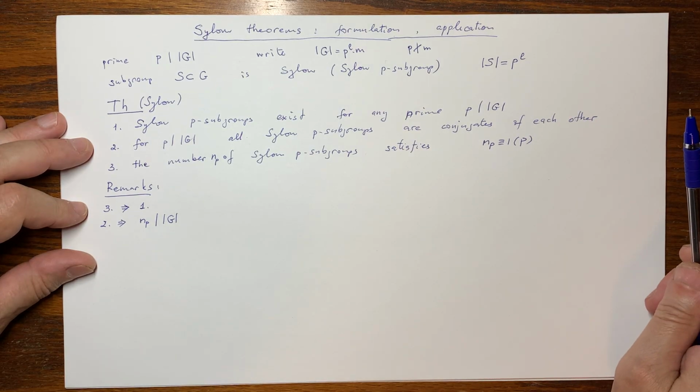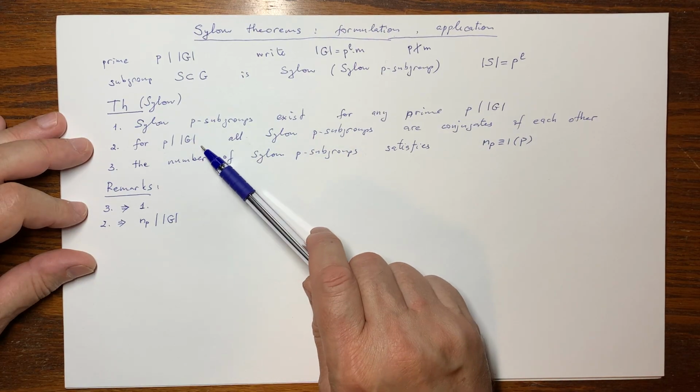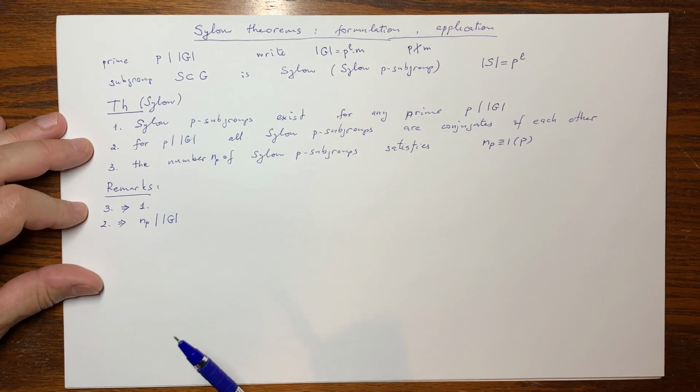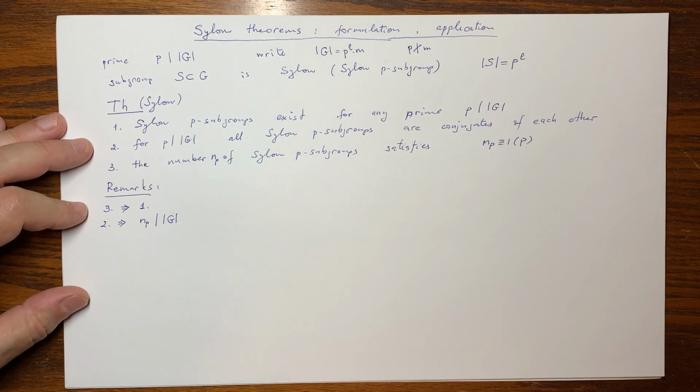And so we will be acting by conjugation on subgroups of a given order, in particular Sylow p subgroups. And what the second Sylow theorem says is that this action has just one orbit, everything is conjugate to everything else. And the size of an orbit has to be a divisor of the order of the acting group. And the size is just this number of Sylow p subgroups.